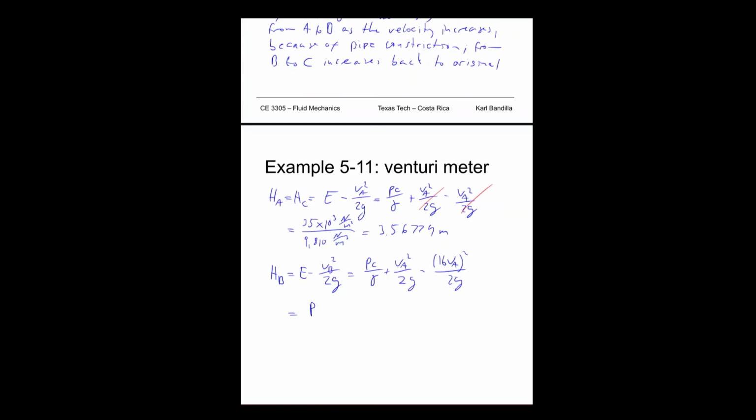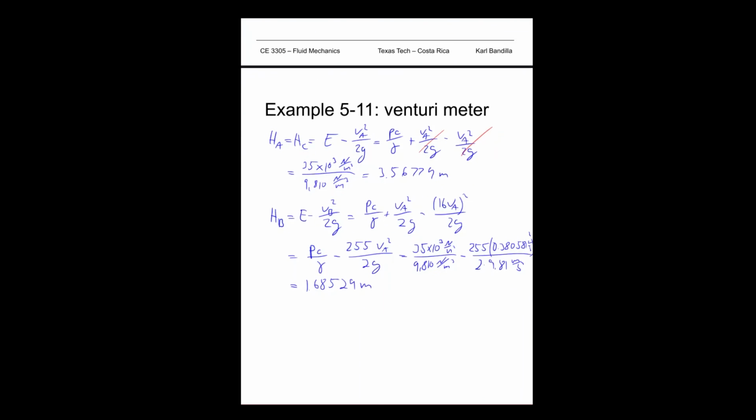We already learned, right, that 16 squared is 256. So PC over gamma. So we have minus 256 plus 1. So we get minus 255 VA squared over 2G. Or 35 times 10 to the 3 newton per meter squared over 9,810 newtons per square meter minus 255, it's going to get a little tight here, 0.380581 meters per second squared divided by 2 times 9.81 meters per second squared, and that is 1.68529 meters. So that would be our hydraulic head there.